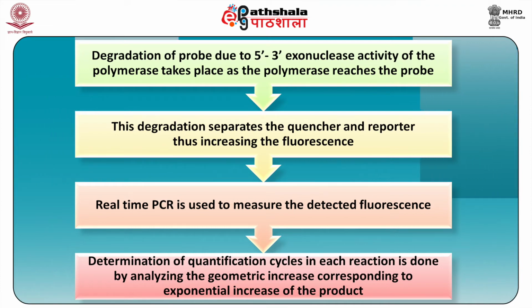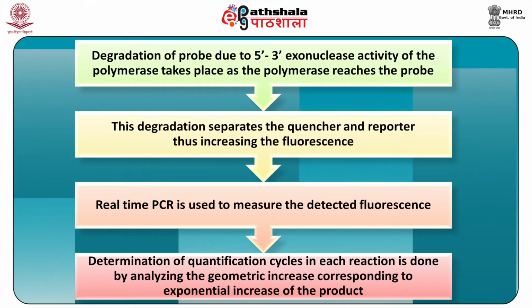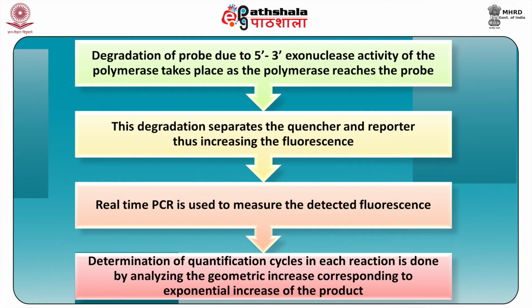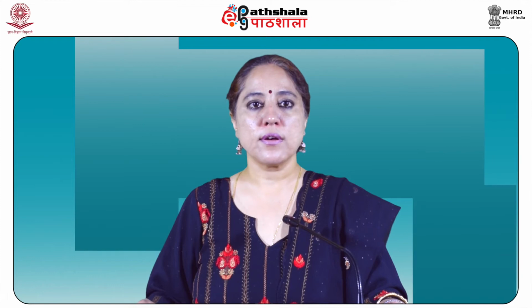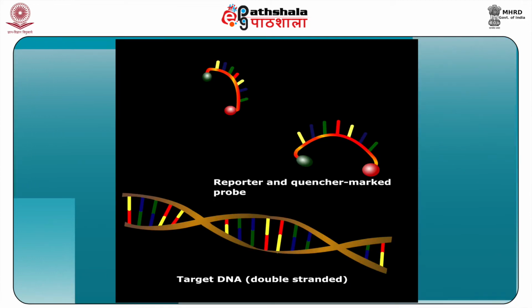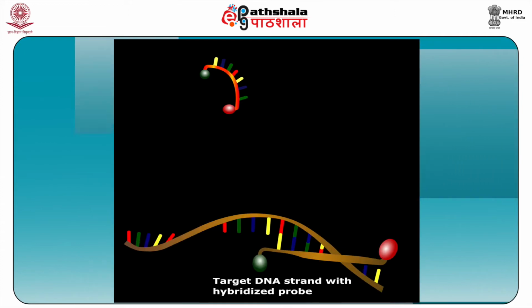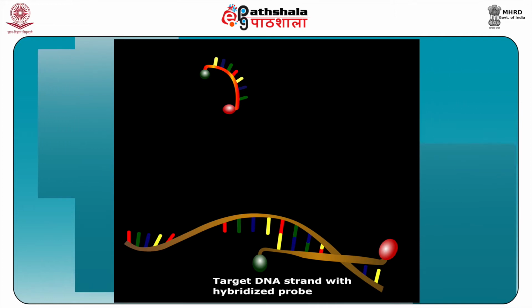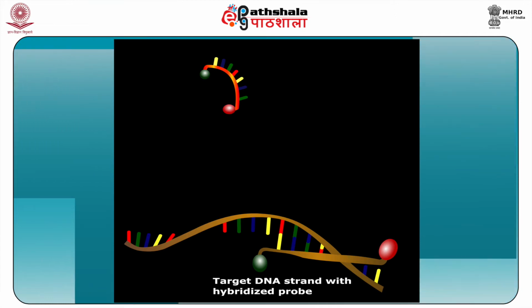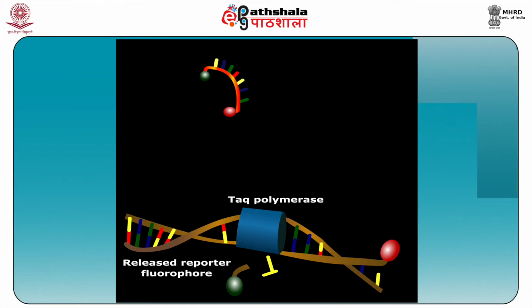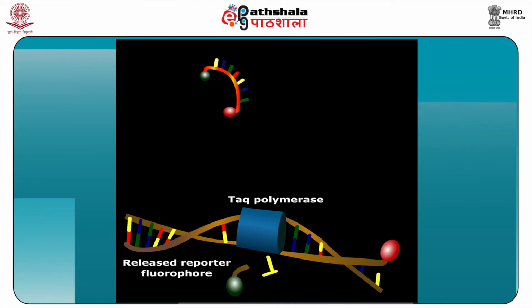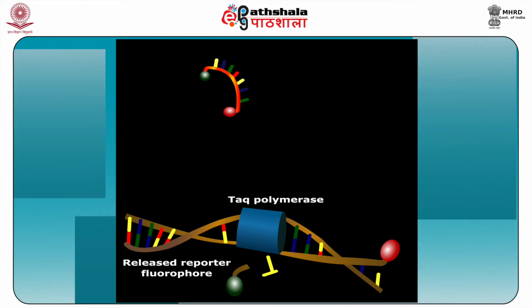Determination of quantification cycles in each reaction is done by analyzing the geometric increase corresponding to the exponential increase of the product. The fluorescence reporter probes in the first figure are intact probes. Reporter fluorescence is quenched. In the other figure, the probes and the complementary DNA strand are hybridized and reporter fluorescence is still quenched. In the third stage of the diagram, during PCR, the probe is degraded by the Taq polymerase and the fluorescent reporter is released.